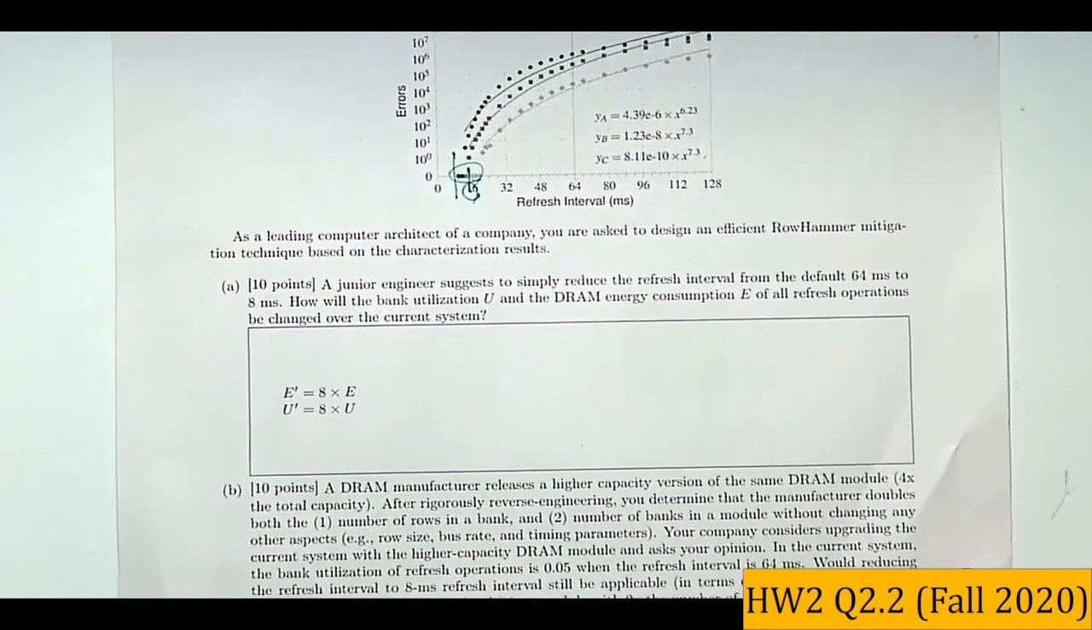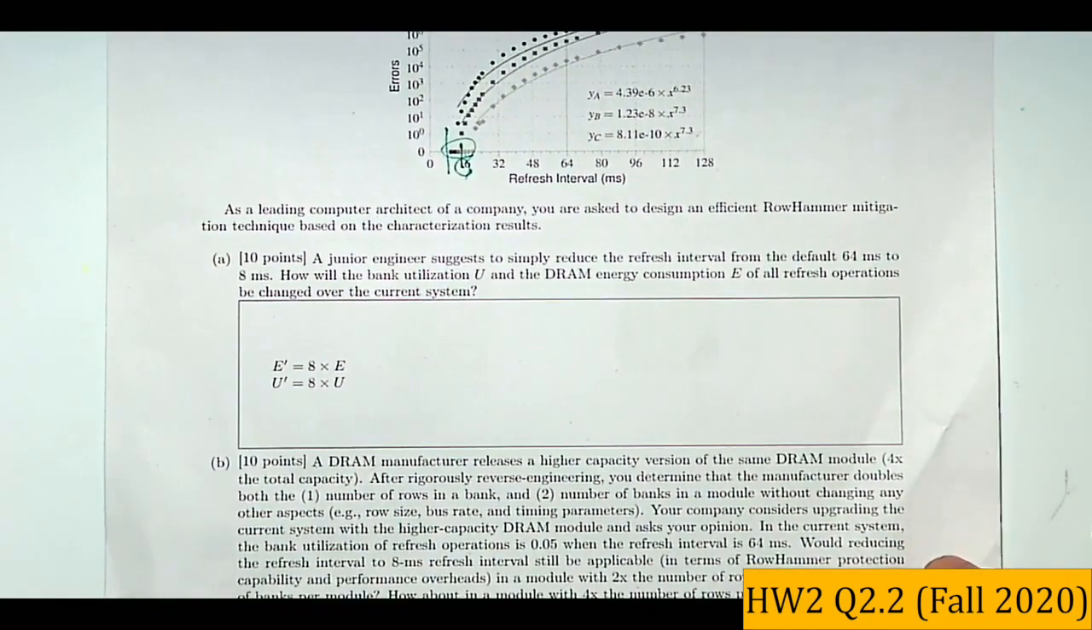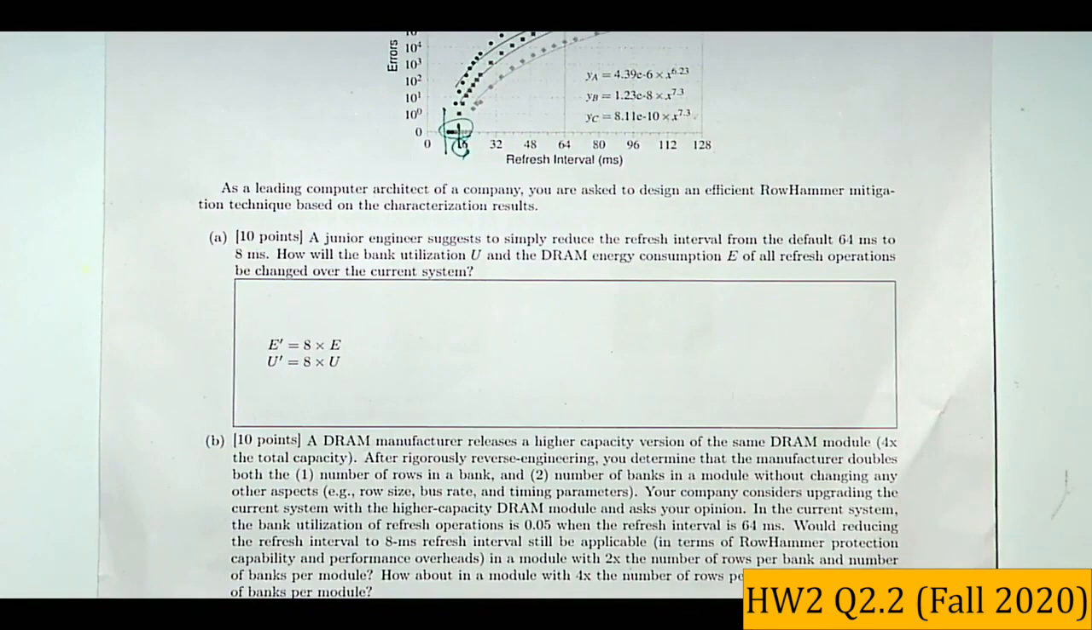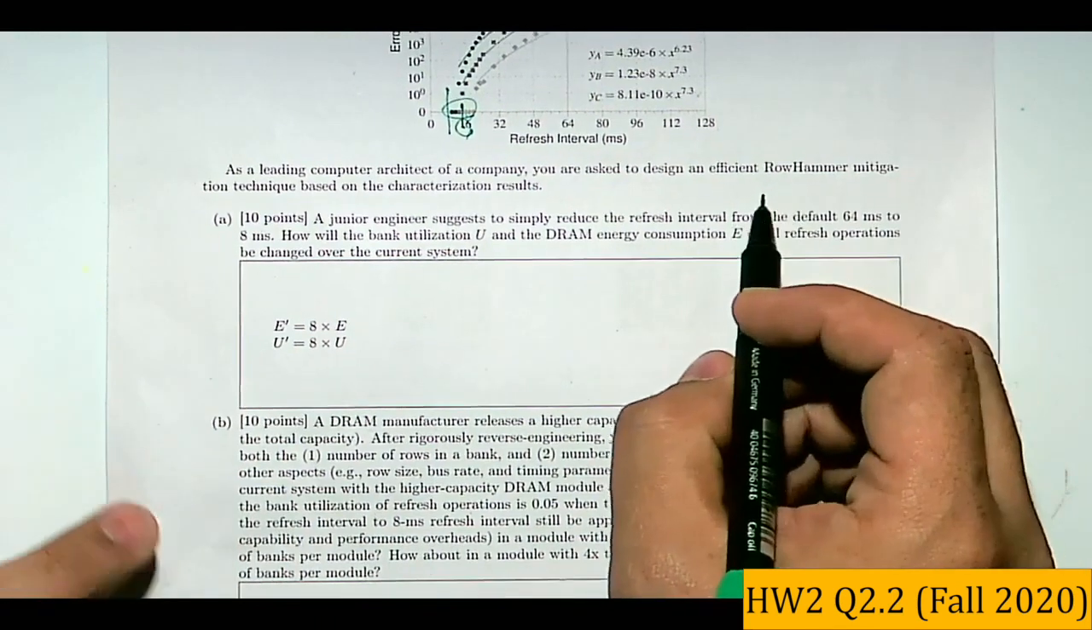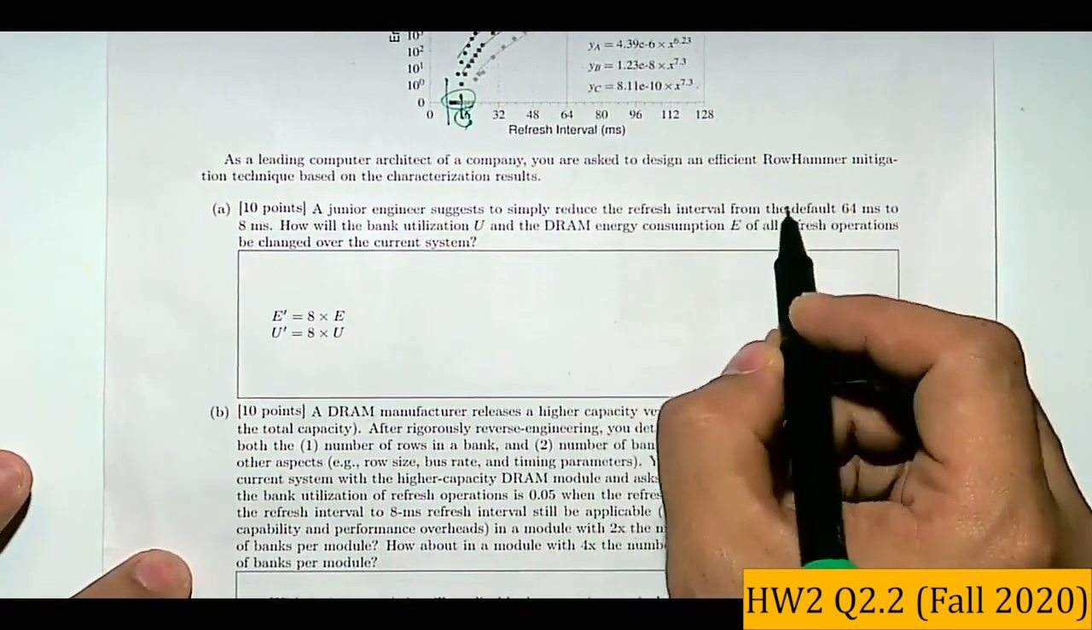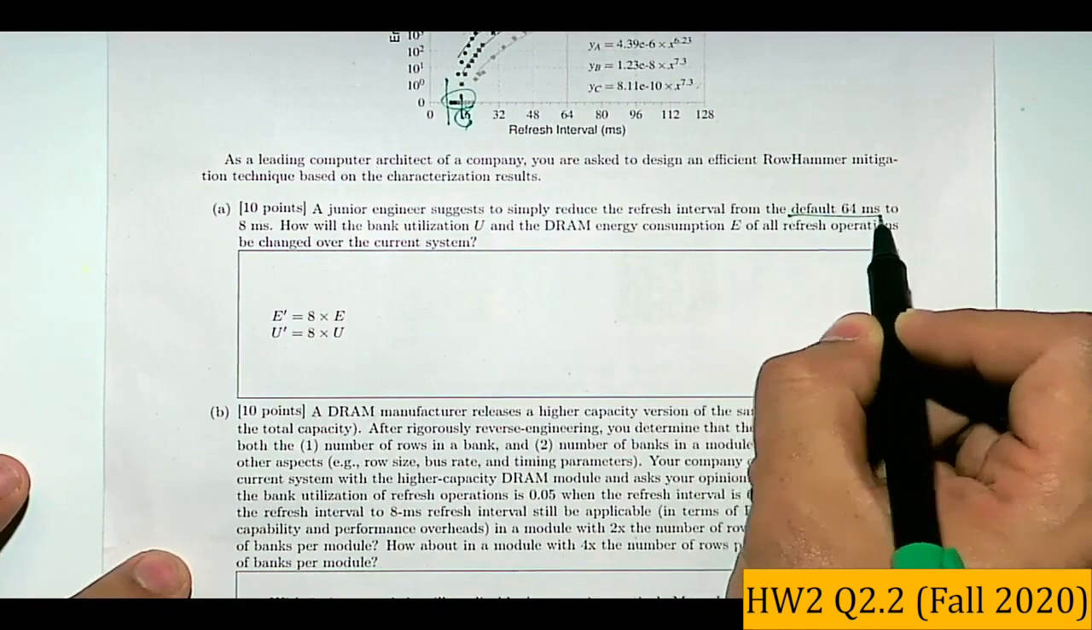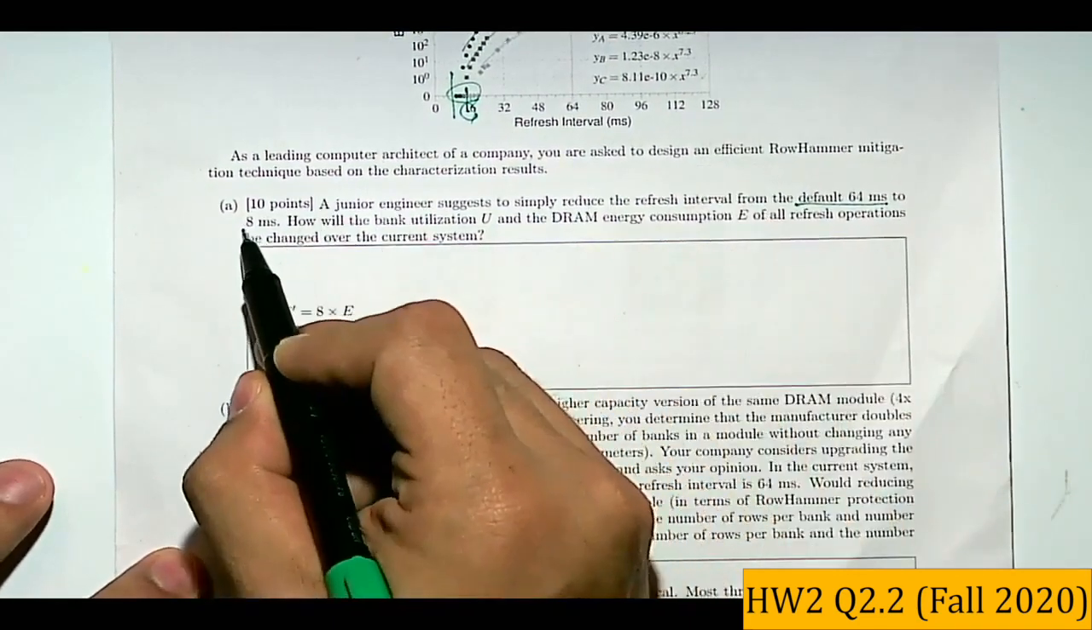Okay, and based on this, as a leading computer architect of a company, you are asked to design an efficient RowHammer mitigation technique. But your junior engineer suggests a very naive but immediate mitigation technique, which reduces the refresh interval from the default value 64 milliseconds to 8 milliseconds.